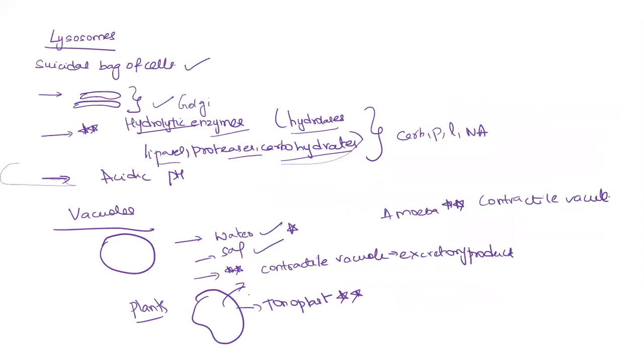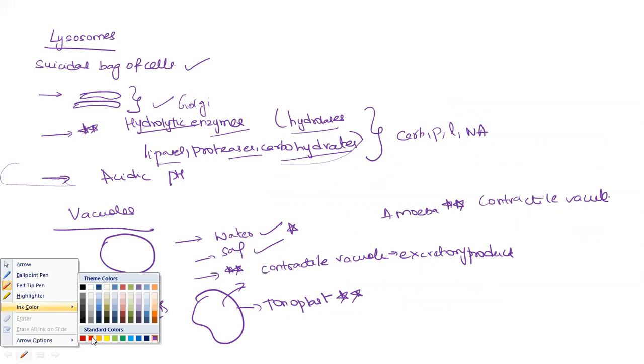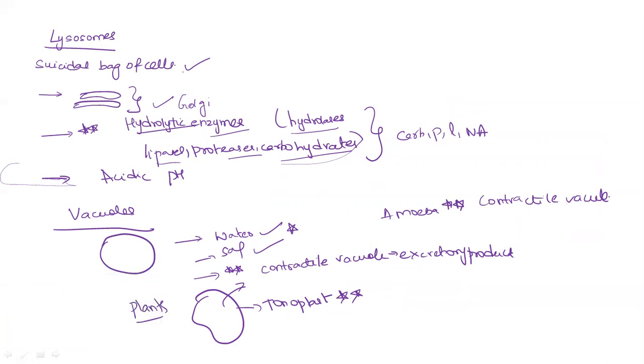So first we have studied about lysosomes. So let me just change the ink color so that for revision you remember. Okay. So lysosomes are called as suicidal bags of the cell. They are packaged molecules of Golgi apparatus, and they consist of hydrolytic enzymes, that is hydrolases, lipases, proteases, and carbohydrates, and they have an acidic pH. Okay, vacuoles store water, sap, and they also have excretory material. But the only vacuole that has the excretory material is a contractile vacuole, which can be seen in amoeba. Okay, in plants, the outermost layer is called tonoplast.